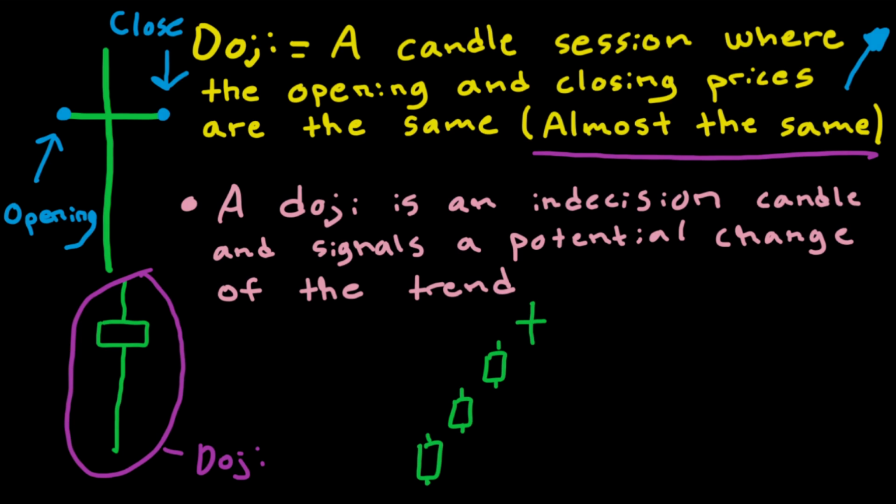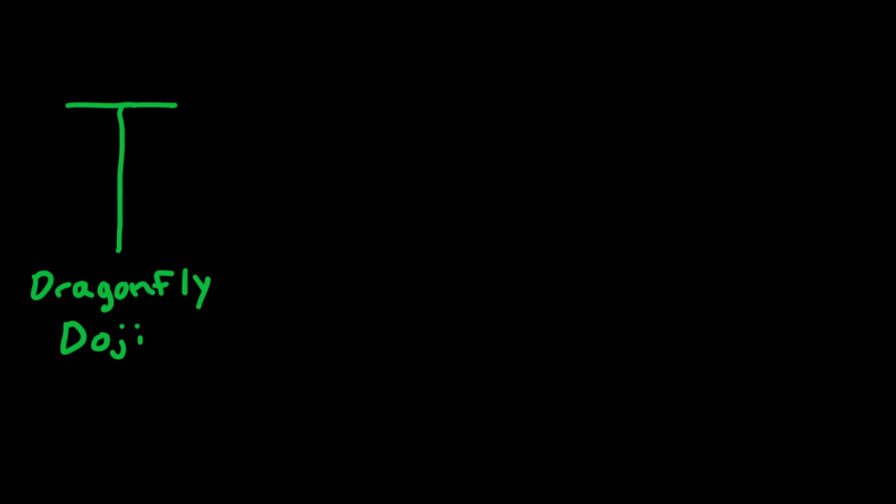Now let's take a look at some different kinds of dojis that actually have their own names. If we have a doji that opens at this level, during the day the price action drops down a lot, but then it closes up here again, so it closes at the same level. This is something called the dragonfly doji. And I might make a video about the dragonfly doji on its own later on. But for now, just notice that this is called the dragonfly doji.